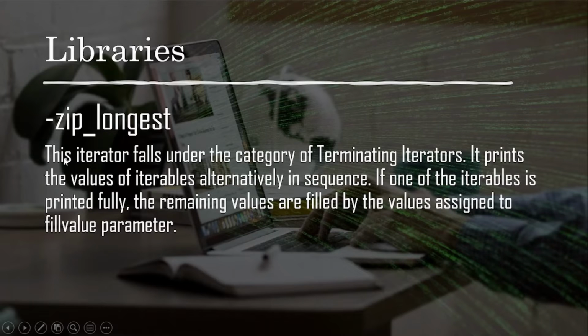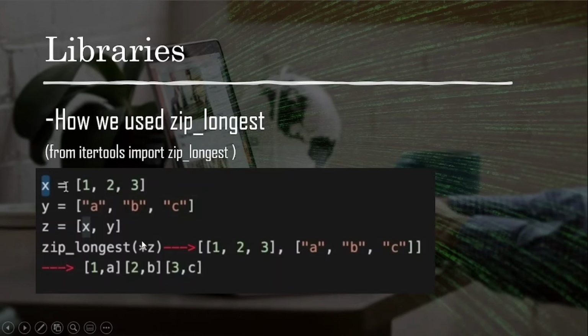Zip longest. This iterator falls under the category of terminating iterators. It prints the values of iterables alternately in sequence. If one of the iterables is exhausted, the remaining values are followed by the value assigned to the fillvalue parameter. This is how the zip longest library works.